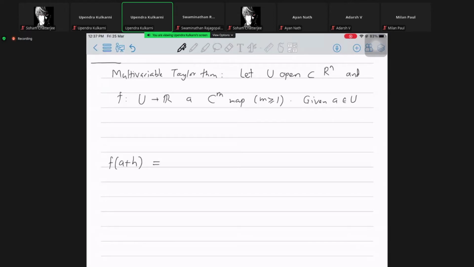So what is the one variable version? Let's write down the one variable version, and then you should tell me what the terms are. This is just for reference: f of a plus h in one variable. So this should be easy.